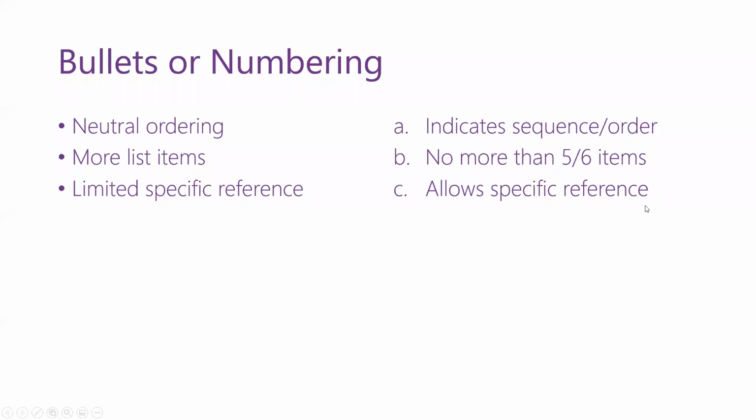Instead, if I have numbers, that allows for more specific reference. If I have numbers 1 to 10, and I say look at point number 8, then you are able to look at it more easily. If I have A, B, C, D, E, and I say look at point E, you are able to look at it more specifically. So it allows more specific reference. I have mentioned this before. If you are using Roman numerals, use no more than 5 or 6 items, and generally use numbering where there is some sort of sequence or order implied in it.